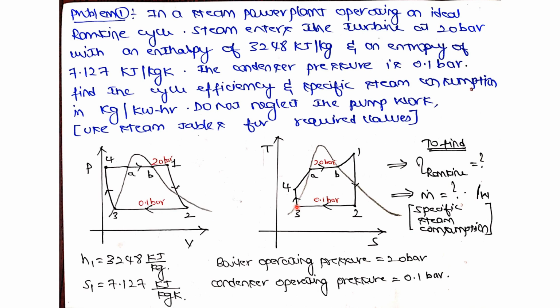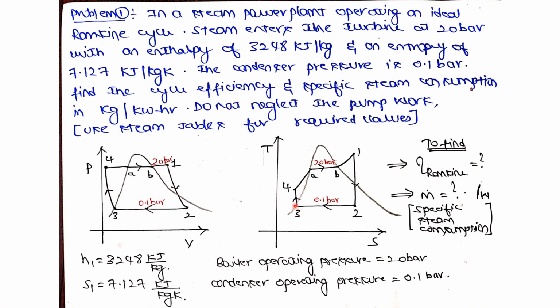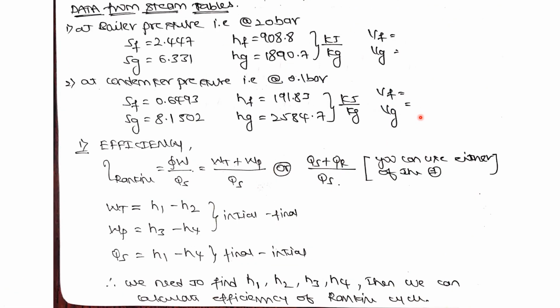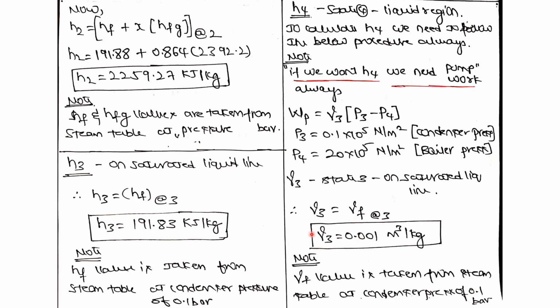So for state 3, look for the pressure, 0.1 bar. At that particular pressure, what is the value of Vf? Note it down. That Vf value is your V3. Vf is taken from the steam table corresponding to the pressure of 0.1 bar. Once you have this value, substitute V3, P3 and P4 and calculate your pump work.